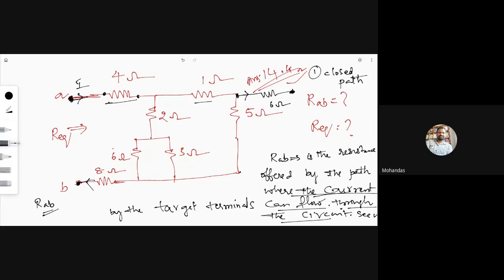This is the first terminal of the 6 ohm resistor. This is the second terminal. Is the second terminal connected to B? Please respond. Is the second terminal connected to B or not? Respond, it is visible, right?